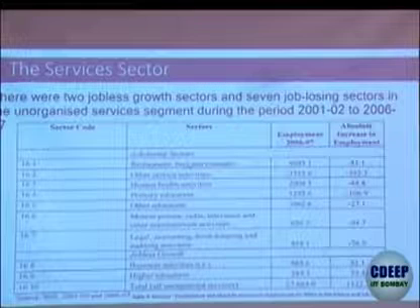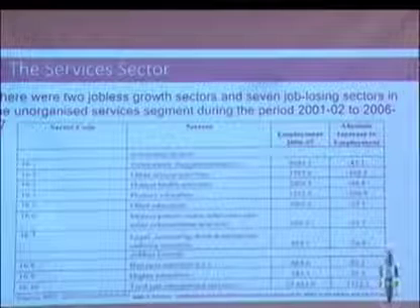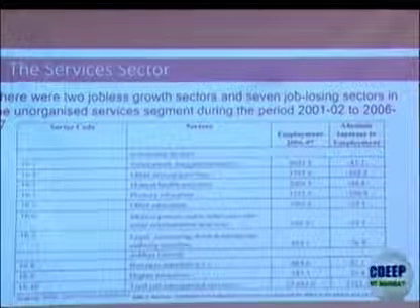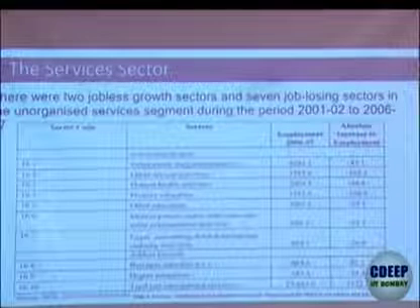The sectors with stagnant or jobless growth are business activities and higher education, and the total of the unorganized sector has been positive. In absolute terms, employment has been increasing overall.